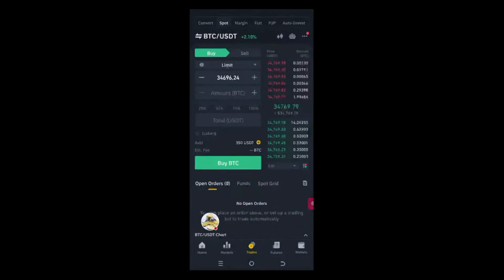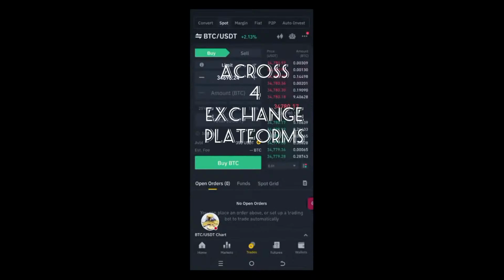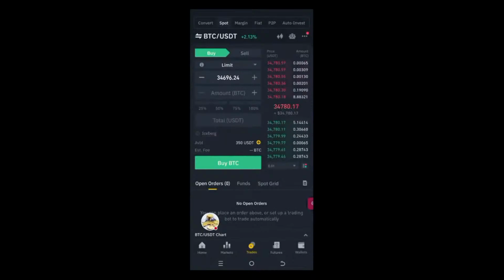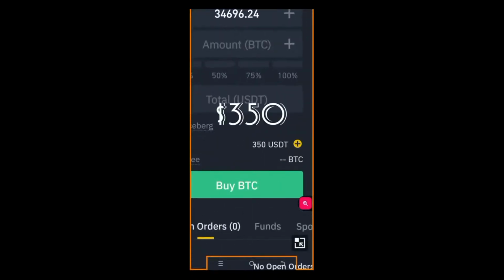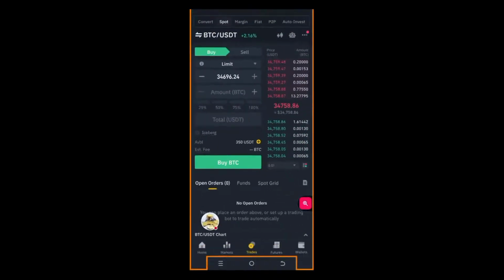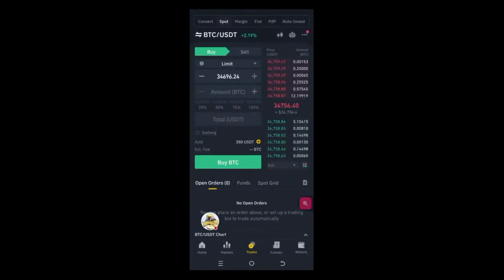All right, so what are we doing today? We're going to be doing some good spot trading activities across 4 different platforms. Yes, you heard me right. So without much ado, let's go into what we have for today. As you can see here, we have $350 that we'll be working with on Binance. Let's start with our all-time favorite, which is Binance.